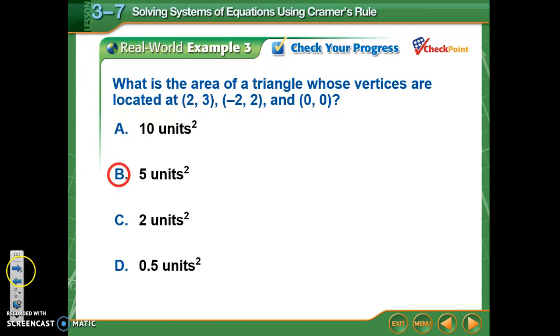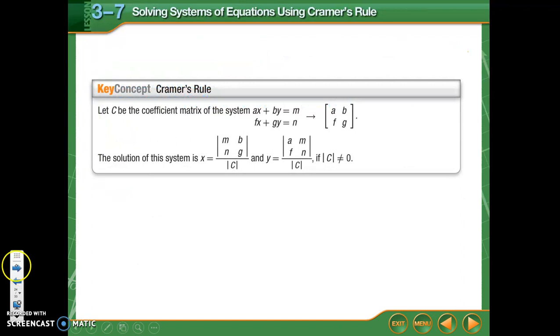Okay, the answer to this one is B, 5 square units. We're going to move on now and talk about Cramer's Rule, which is one of the reasons that we're learning about determinants. Cramer's Rule, remember, is another way to solve a system of equations.